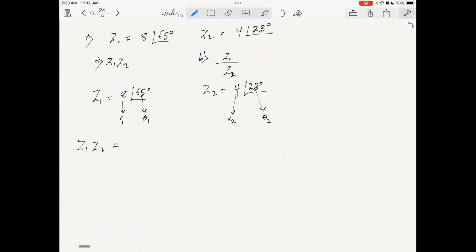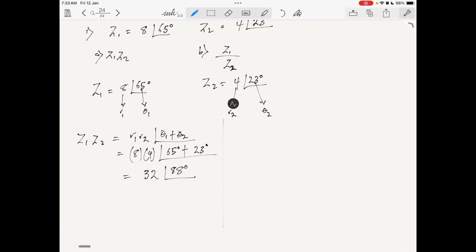So z1 z2 will be r1 multiplied by r2, argument theta 1 plus theta 2. That is r1, which is 8, multiplied by r2, which is 4, argument theta 1, which is 65, plus theta 2, which is 23 degrees. This will give us 32 argument 88 degrees.